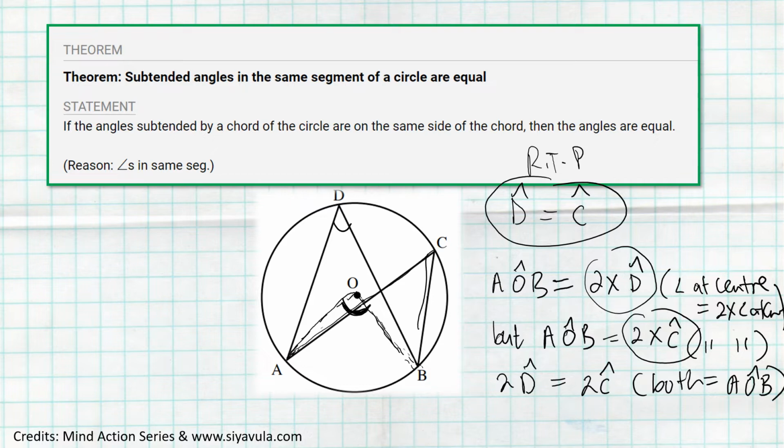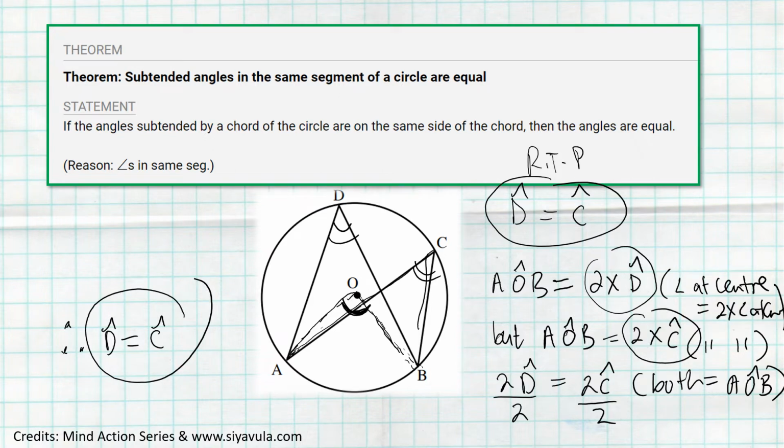If we divide both sides by 2, we can finally deduce that, therefore, angle D is equal to angle C. This proves that indeed angles subtended by the same chord or the same arc in the same segment at the circumference are equal.